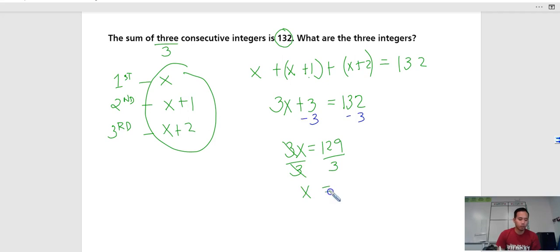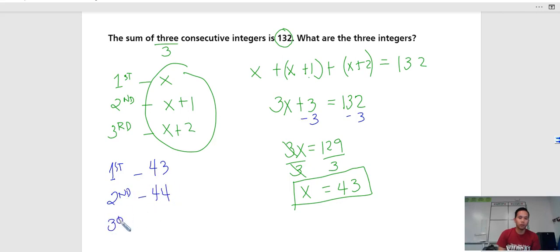Therefore, x is equal to 43. So I can now say that the first integer would be 43. The second integer will be 44. And the third integer will be 45. That is how you work on this problem that we have.